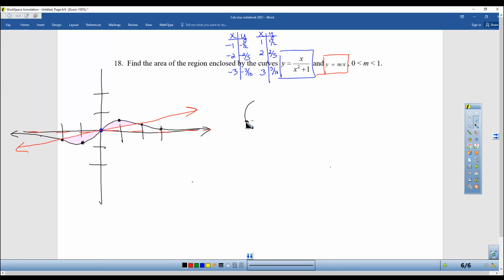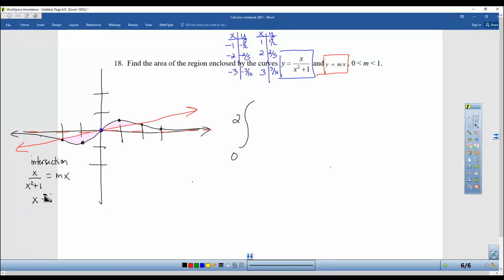So find the area from 0 to, so what is that point of intersection? All right, here comes the hardest part of this problem. Actually, this whole problem is hard. But to find the point of intersection, I'm going to have to set x over x squared plus 1 equal to mx. But it's not a number. So the question is, can we do the math anyway?